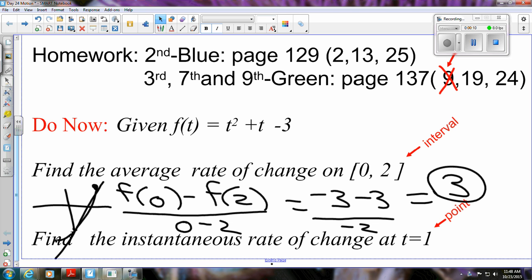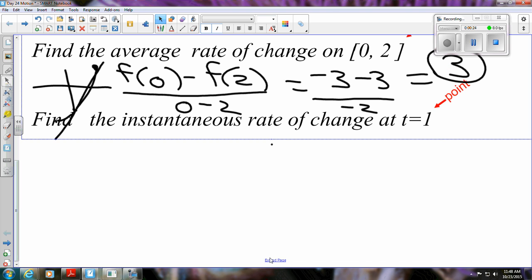So for the first part, we're talking about motion today, but for our do now, we found the average rate of change simply by taking the difference of y's over the difference, in this case, t's. Using the slope formula, we got 3. All right, that was our summation.